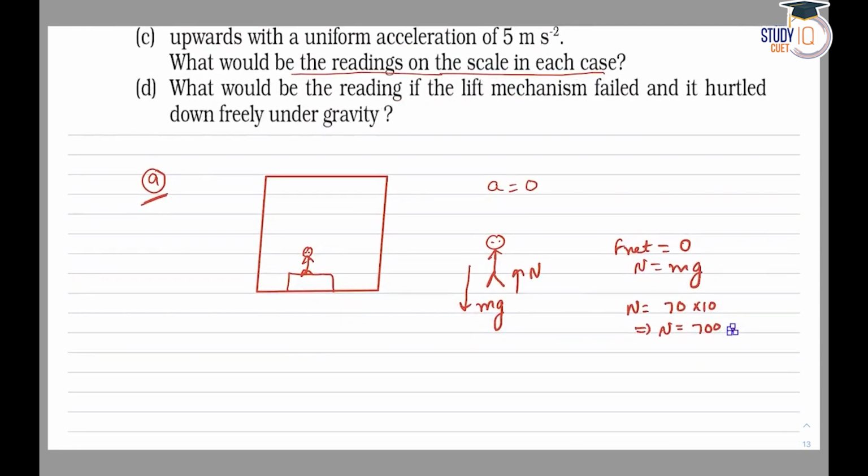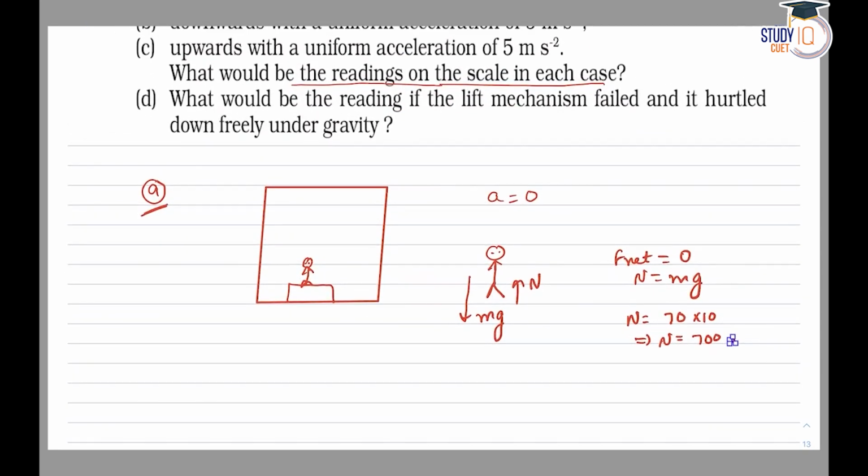Now, in order to find the reading of the weighing machine, we have to divide the normal force by g. So reading is equal to normal by g, which is equal to 700 by 10, which is equal to 70 kg. So in the first case, the reading of the weighing machine would be 70 kg.